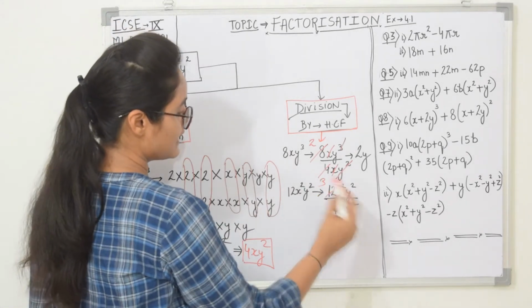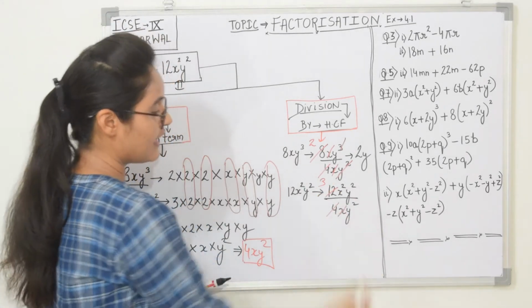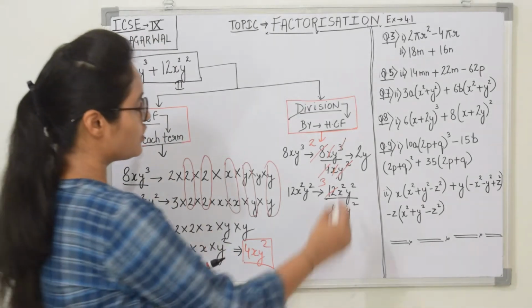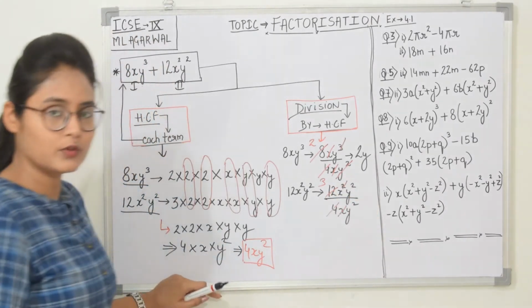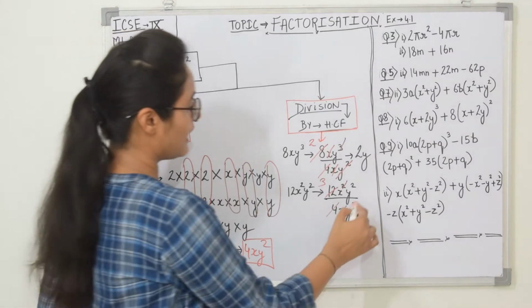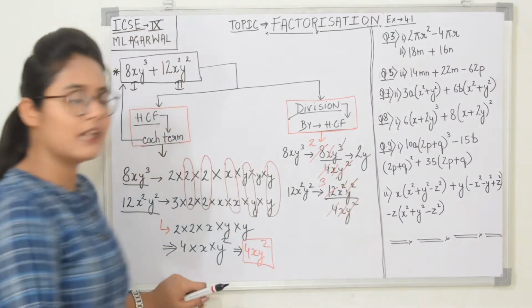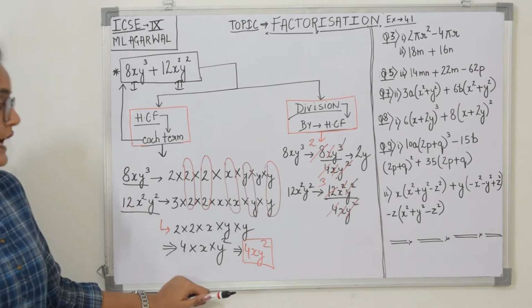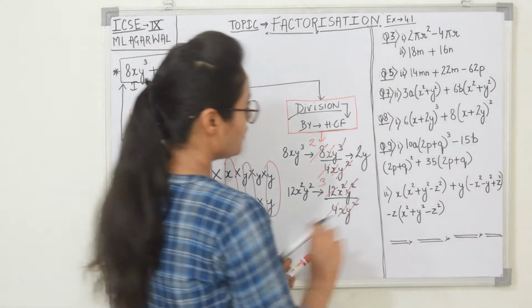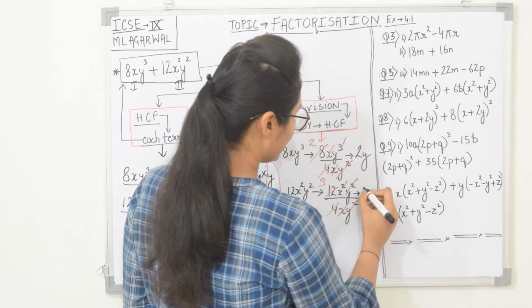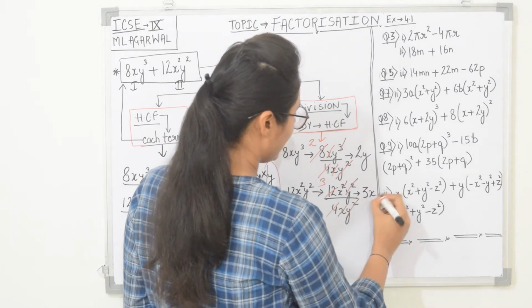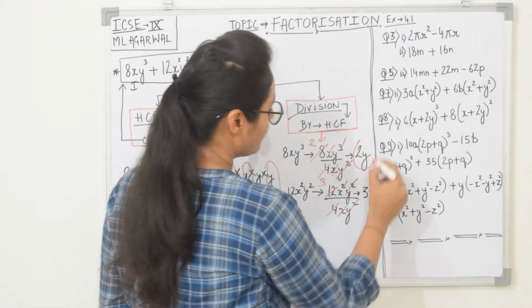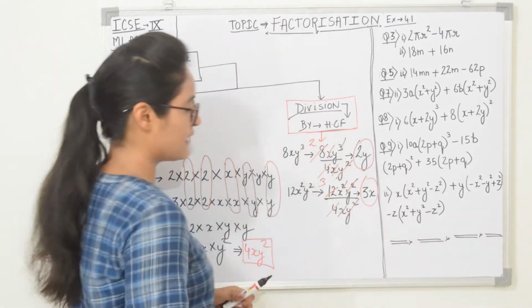4 3s are 12. The 1x in the denominator will cancel out with the 1x in the numerator. Then we have y square and y square, the same number of y in numerator and denominator, so they cancel out as they are. The remainder we are left with is again 3x. So 2y from the first term, 3x from the second term.